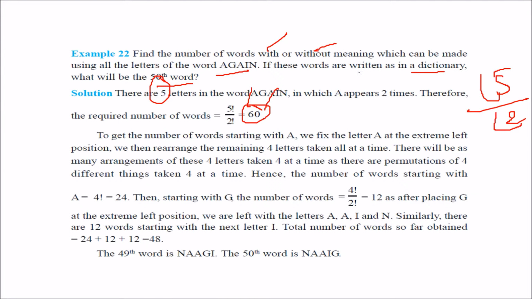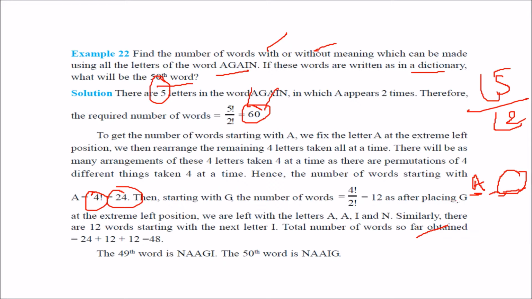Now, if you want to find it in the dictionary scenario, first assume that you have A fixed in the first position, and then the others. These other 4 can be arranged. So A is fixed, and you have factorial 4, meaning 4 letters can be arranged in factorial 4 ways. So when you fix this A, you get 24 ways.